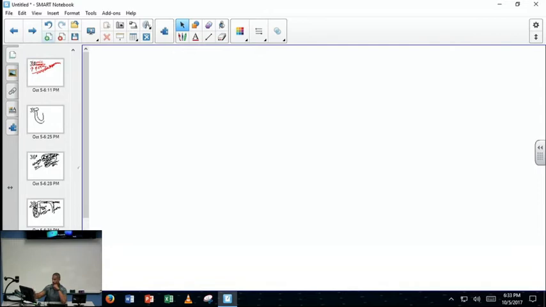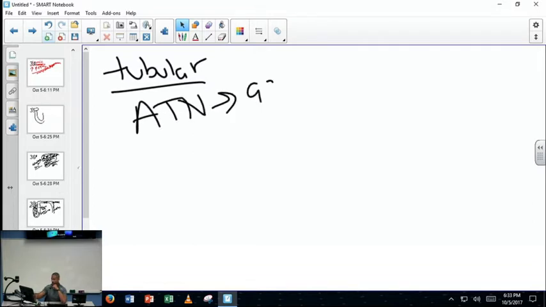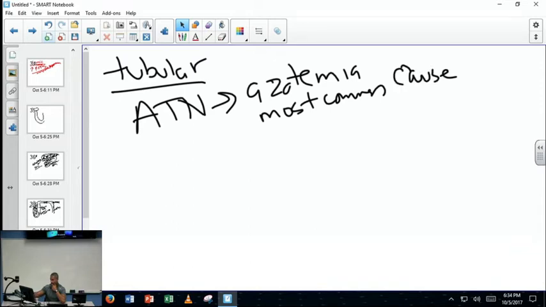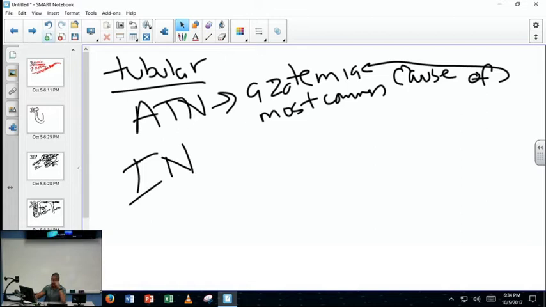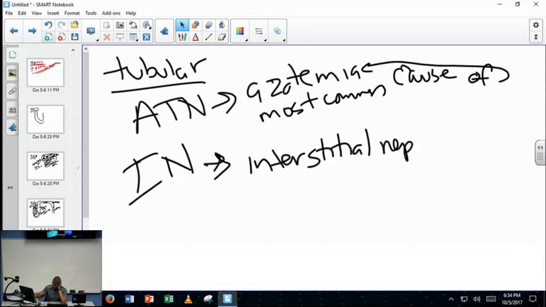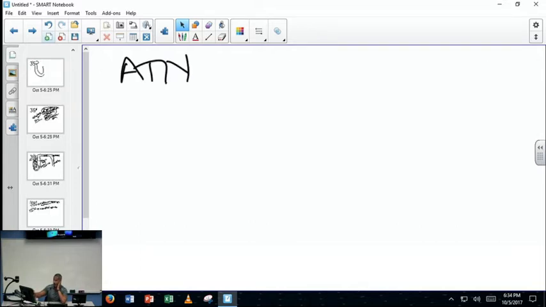You have two main tubular diseases. You have ATN, which is the most common cause of azotemia. I know you've all heard that term before, acute tubular necrosis. And then you have an interstitial nephritis, tubular interstitial nephritis, whatever. Okay, with ATN, there's two main causes. I'm going to write them down again.